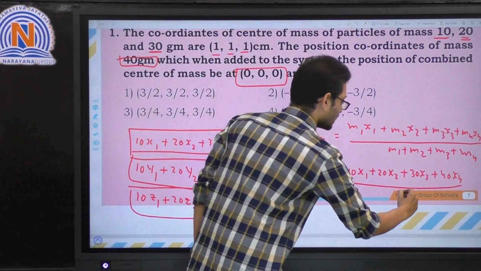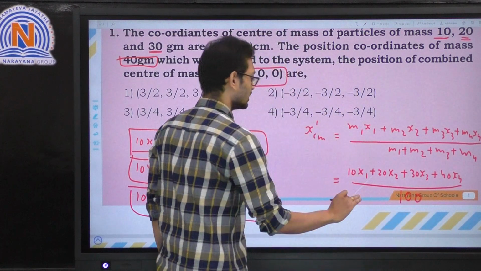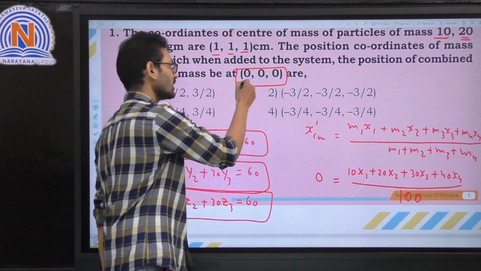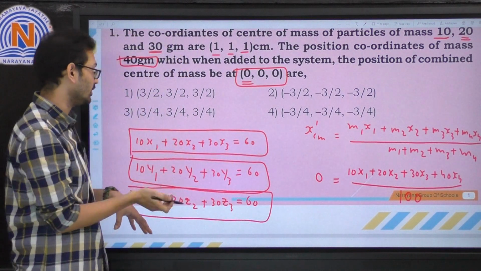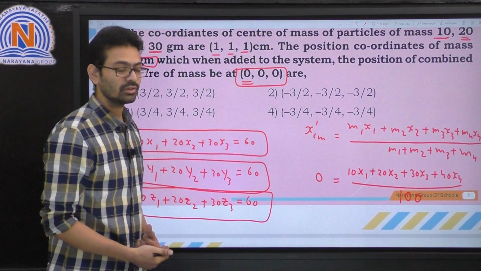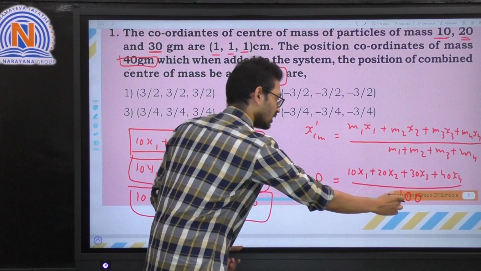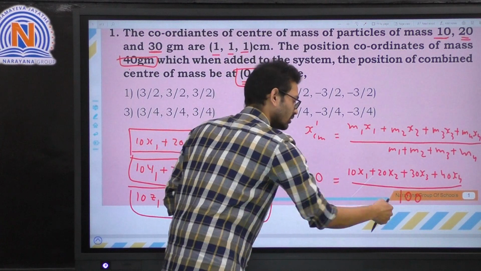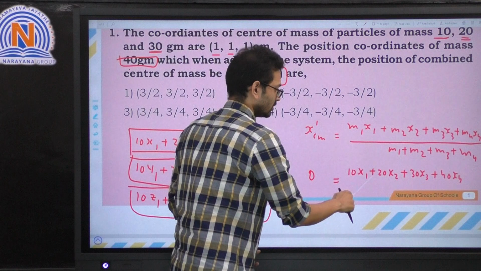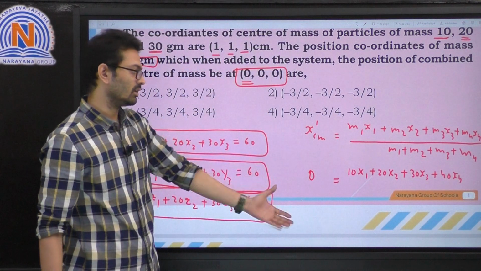So the total is 100. So we will take this as 100, and x center of mass is 0. Now when you add 40, the x center of mass changes to 0. Then what are you going to get? You are going to get this 100, and if it comes to this side, it becomes 0. So I am going to send it that side and it becomes 0. Right? So now what happens? You have this value like this.